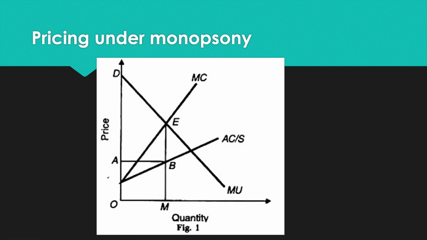The surplus obtained by the monopsonist is the area DEBA, so the difference between what he's prepared to pay, which is ODEM, and what he actually pays, which is OABM. So it's basically DEBA equals ODEM minus OABM. So that gives you the surplus obtained by the monopsonist in the area DEBA. So that is how the pricing under a monopsony works.